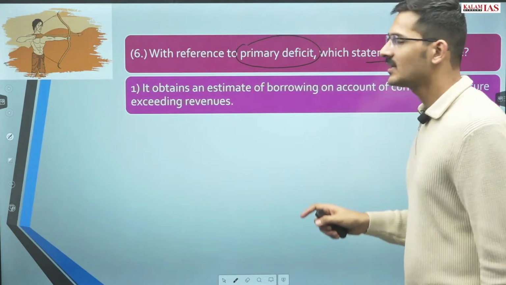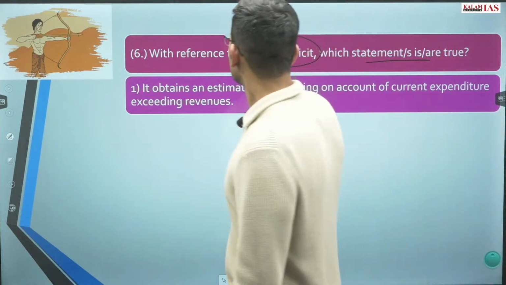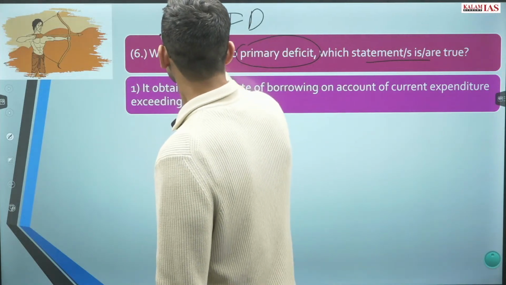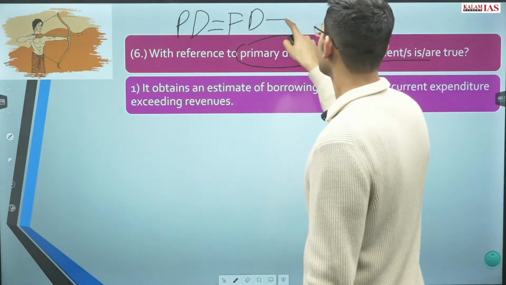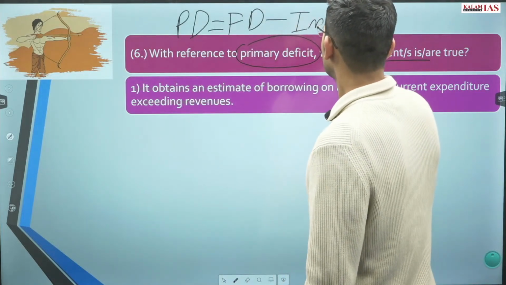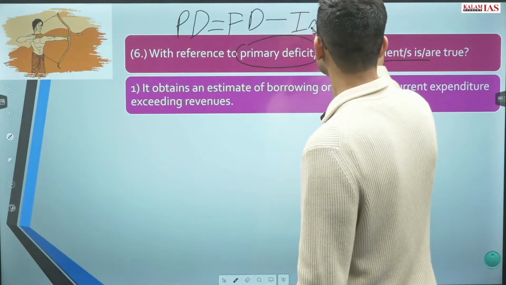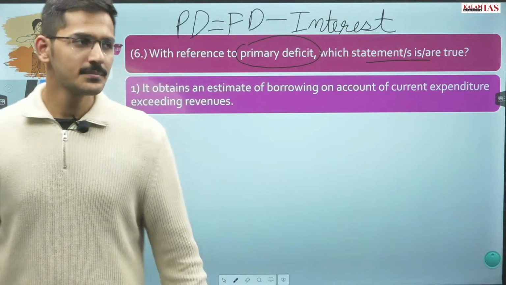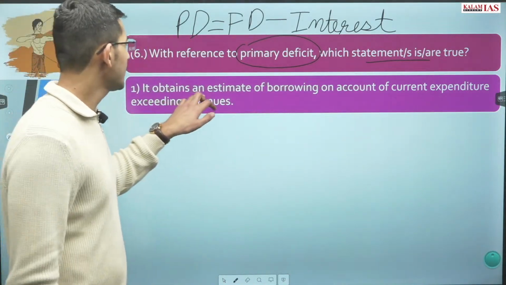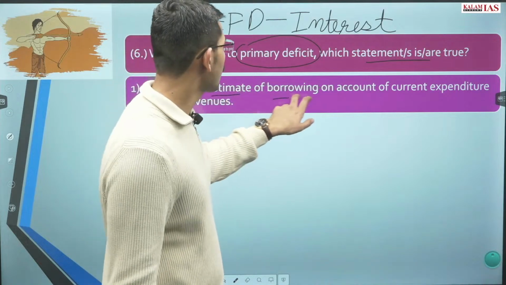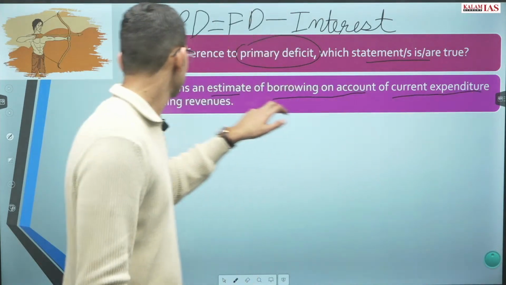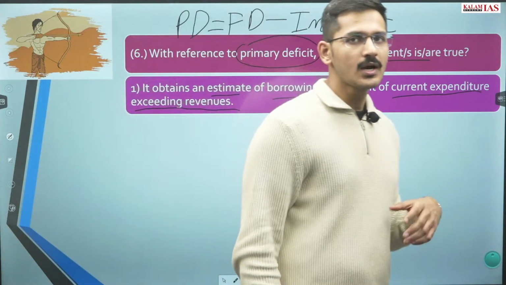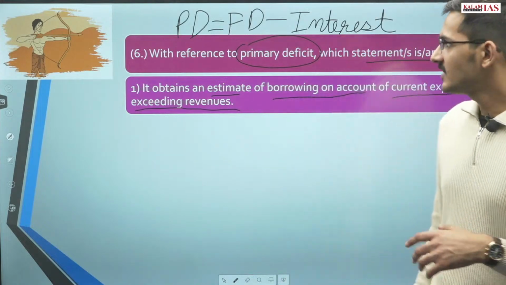Primary deficit is basically fiscal deficit minus interest. So primary deficit is equal to fiscal deficit minus interest. So it obtains an estimate of borrowings on account of current expenditure exceeding revenues.